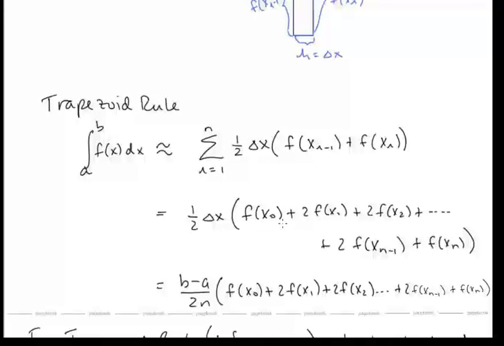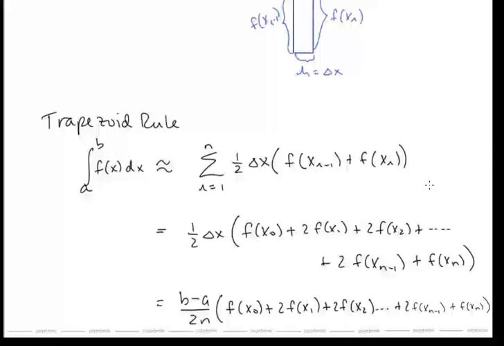And so you've got f of x0 plus 2 f of x1 plus 2 f of x2, dot, dot, dot. All those in the middle get multiplied by 2. You have plus 2 f of x_{n-1}, and then plus f of xn. So this is the formula that you'd want to remember for your trapezoid rule. So this delta x is (b minus a) over n. So the 1/2 delta x is going to be (b minus a) over 2n, and that's your trapezoid rule.